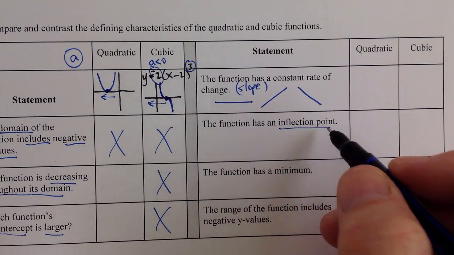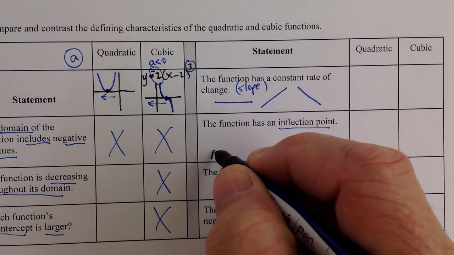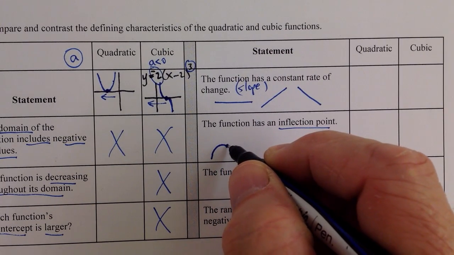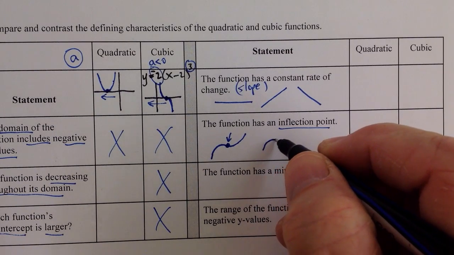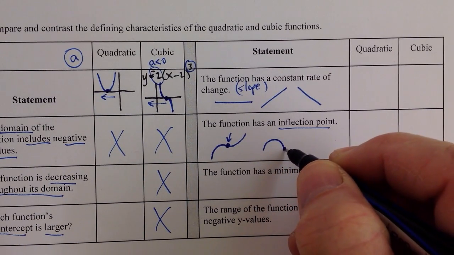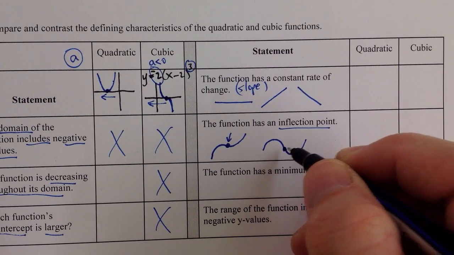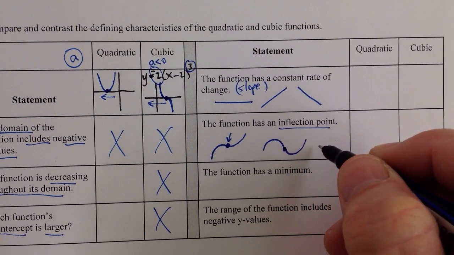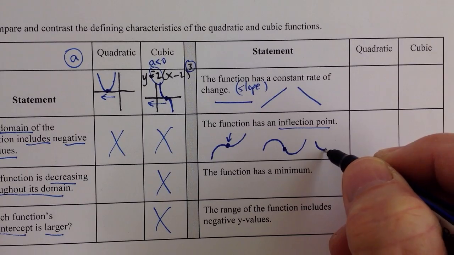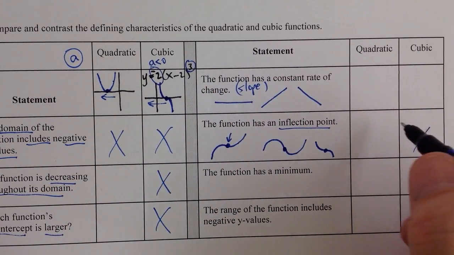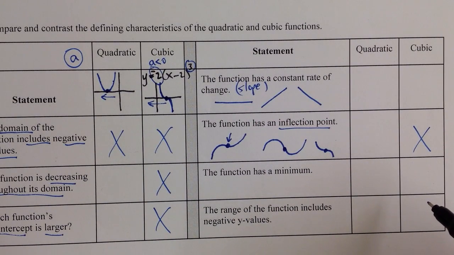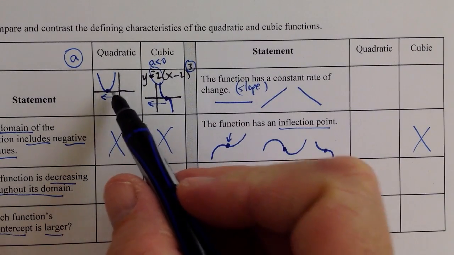The function has an inflection point. An inflection point, again, is when you're curving down to then curving up. That's an inflection point. There's an inflection point there. You could be curving down like this and then curving up. It doesn't matter where it is as long as you're curving down then curving up, or curving up and then curving down, and that looks a lot like that. In fact, it is almost identical to that cubic function. And all cubic functions have an inflection point. No quadratic functions have inflection points. They have turning points, but no inflection points.